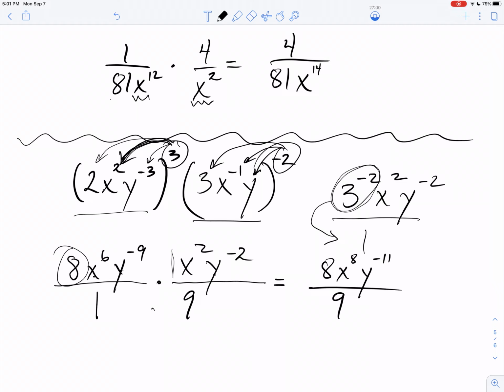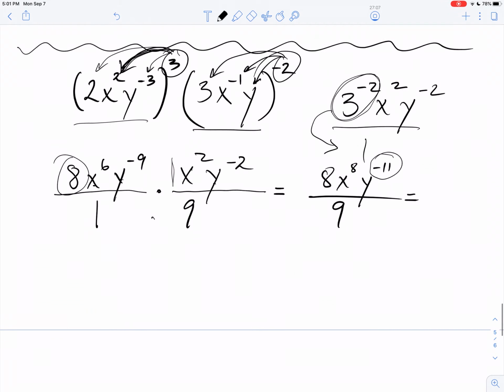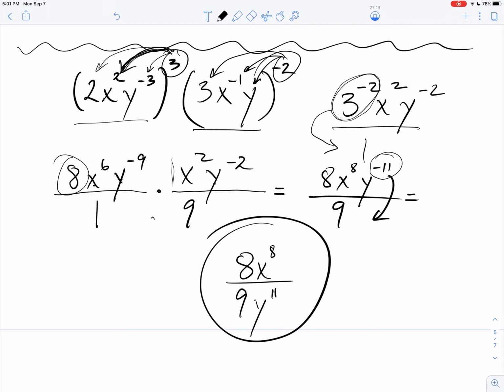This answer is not considered correct yet because they want no negative exponents in their final answer. So, if I wanted to, I could say 8, you're staying up top. X to the 8th, you're staying up top. 9, you are staying in the bottom, but y to the 11th, you are going to travel. And I am going to call you the answer now.